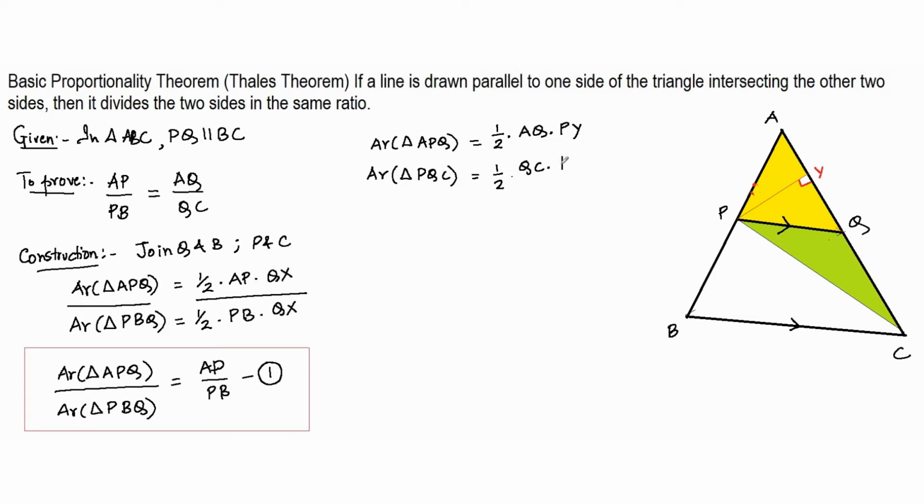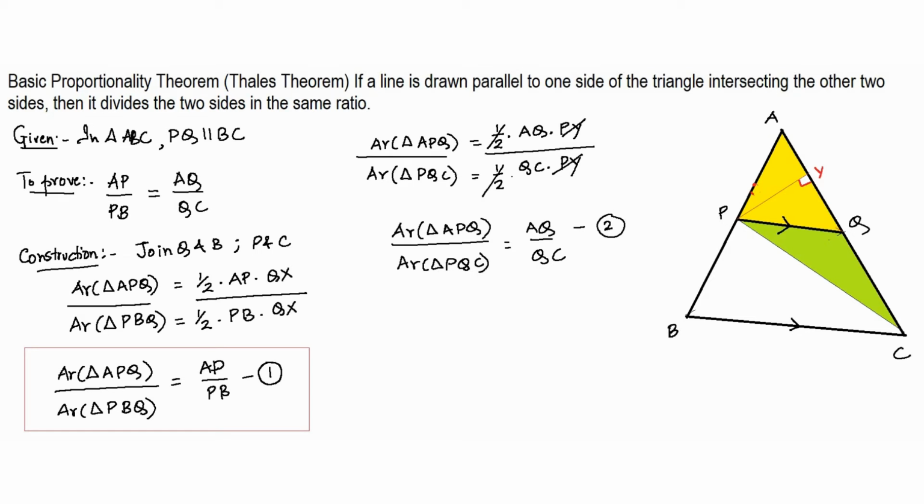So it is half of QC into PY. And now again if I divide these two equations, let us see what happens. So again the term half and half cancels. The term PY also cancels, and therefore I can say that area of triangle APQ divided by area of triangle PQC is equal to AQ divided by QC. This is the second equation that I obtained from the given figure.